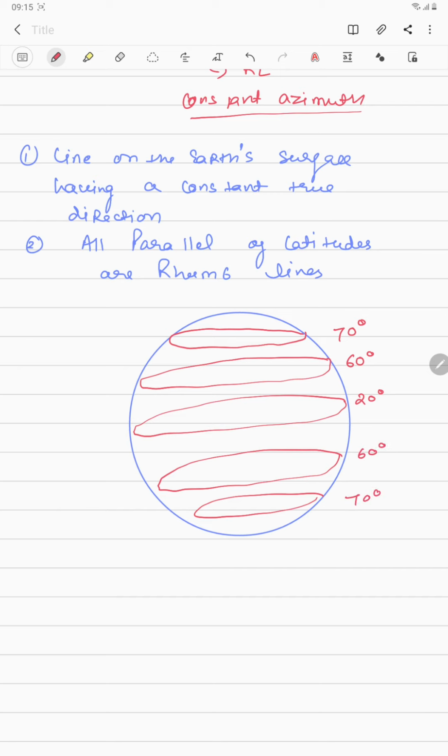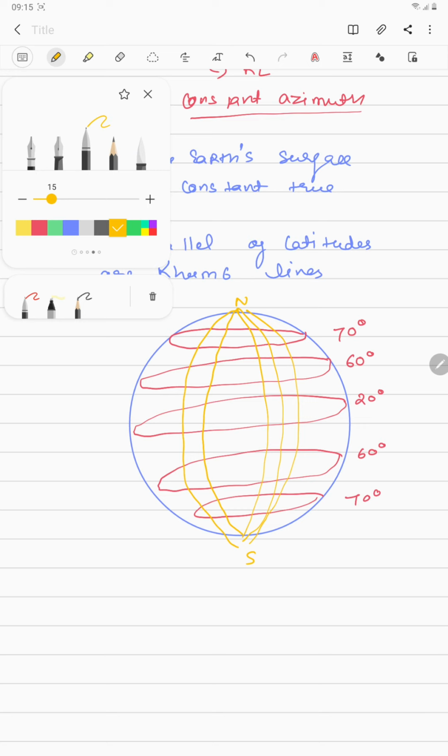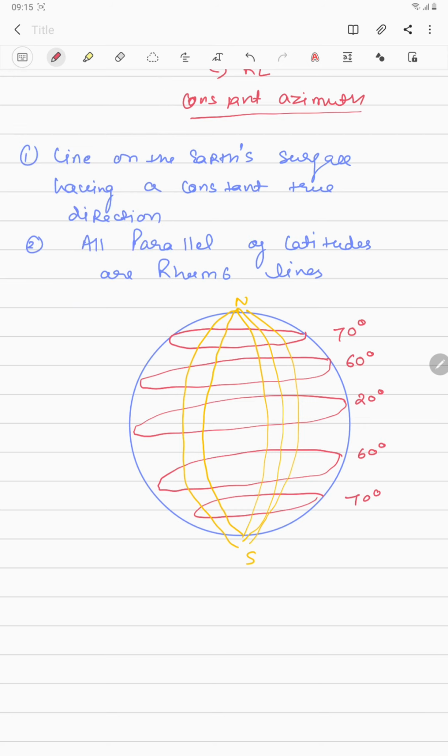Now, these are all parallels of latitude, but understand one thing. Suppose this is my north pole, this is my south pole. If I draw meridians, which I have told you are the lines joining the north and the south pole, understand one thing: all the meridians are being cut by parallels of latitude at an angle of 90 degrees.